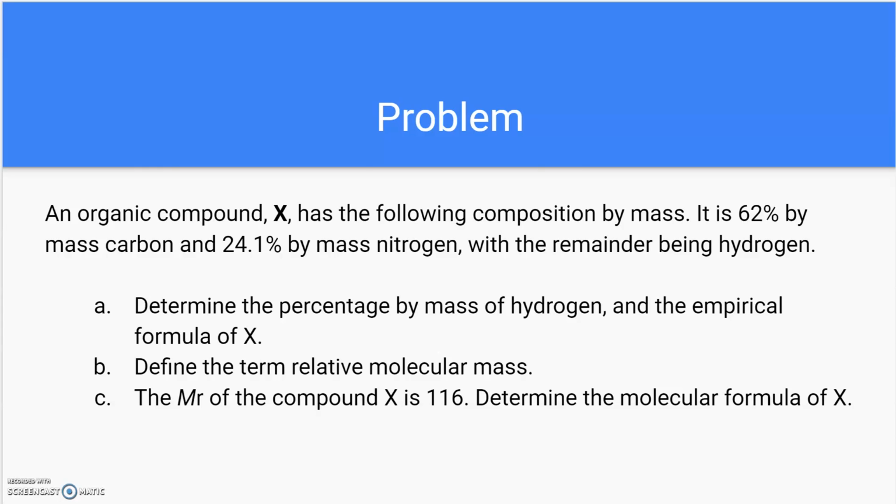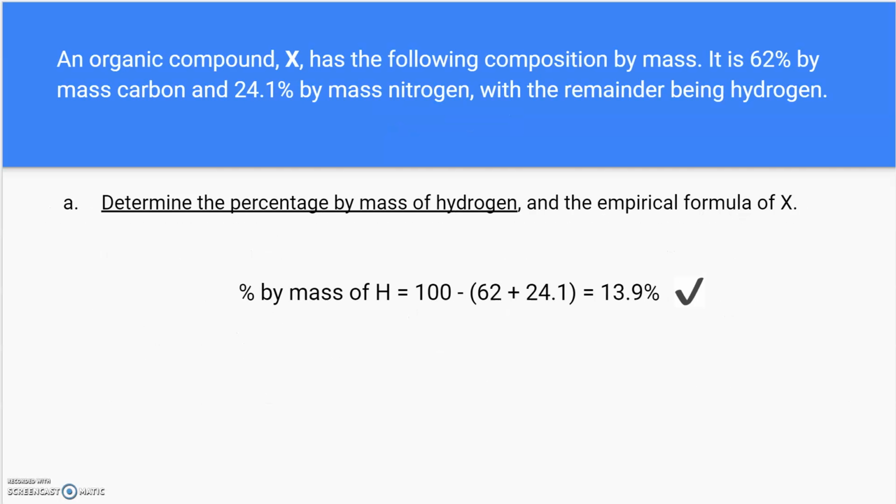Part A asks us to determine the percentage by mass of hydrogen and the empirical formula of X. Part B asks us to define the term relative molecular mass. Part C asks us to determine the molecular formula for X if the relative molecular mass of the compound is 116. So let's tackle part A.